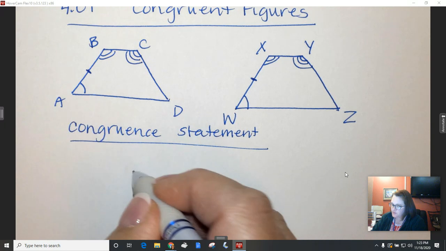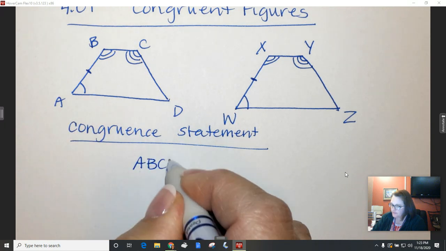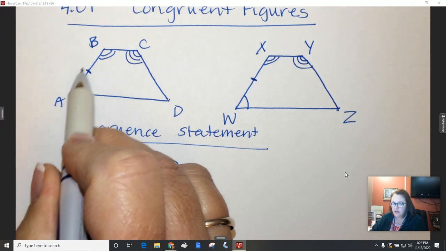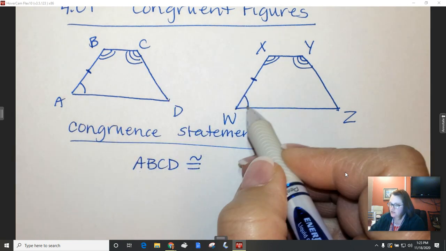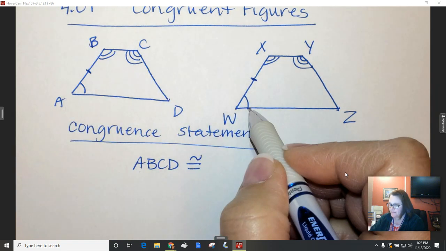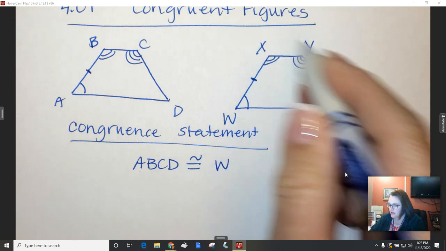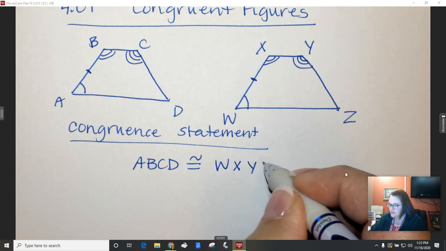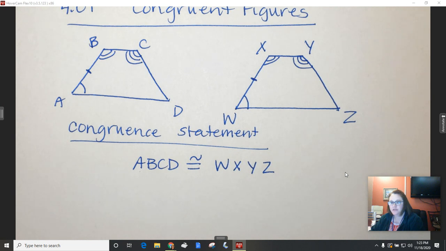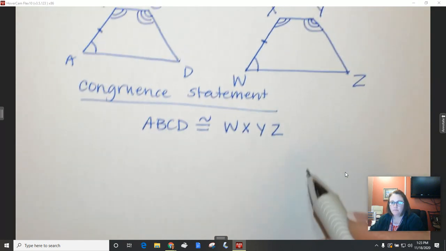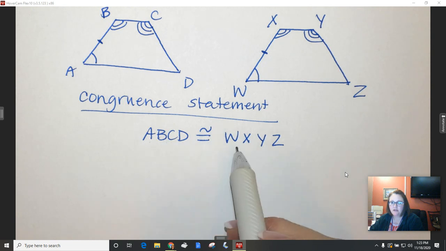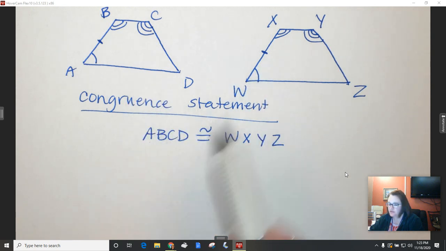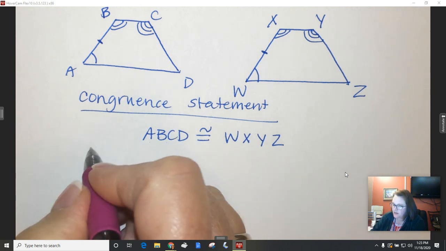If we name this one ABCD, notice I started at this corner and I went clockwise around the figure. So I need to start at the same corner, the corresponding corner, and go clockwise to name the second one. When we do that, it enables us to look at just the name of the figures and not the pictures to tell which angles are the same and which sides are the same.